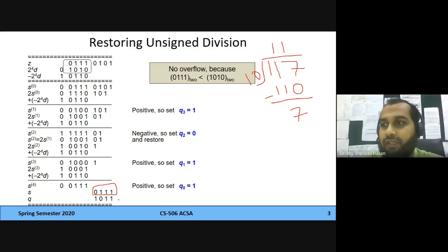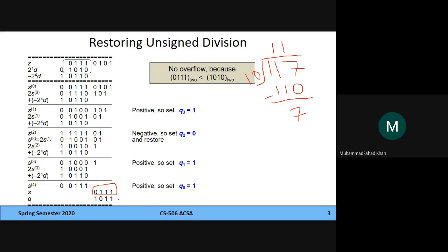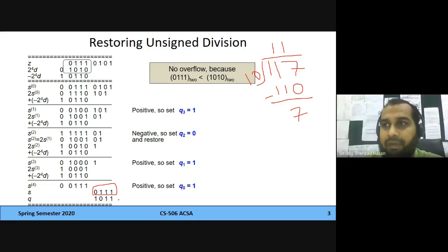We would just restore. We are going to restore it. We are going to ignore that result. That means that the previous result, which was in S1, would come down as it is, right? Yeah, the previous result that had been subtracted, that's going to be restored back.